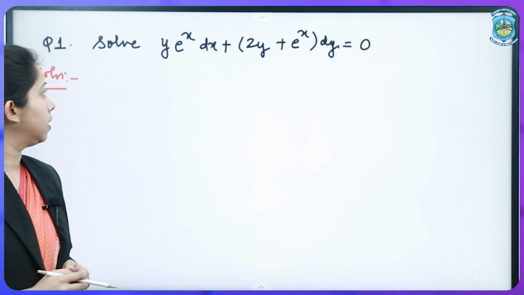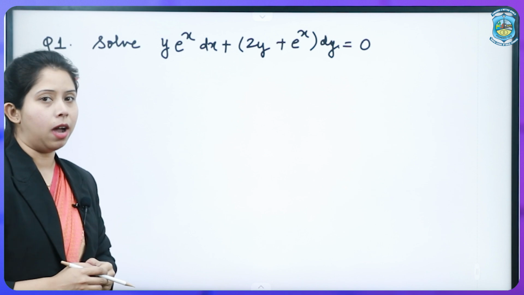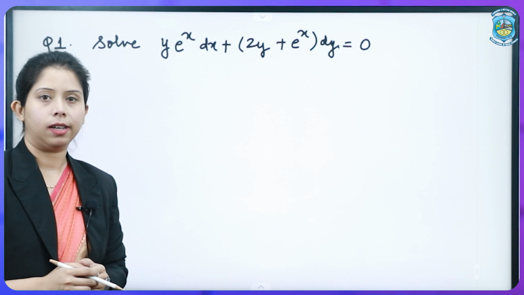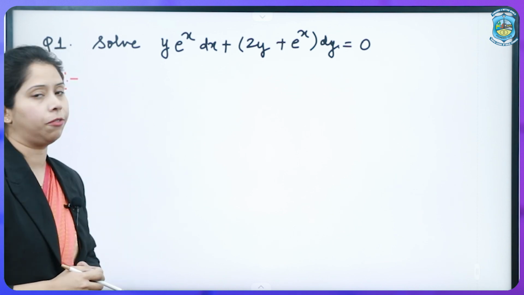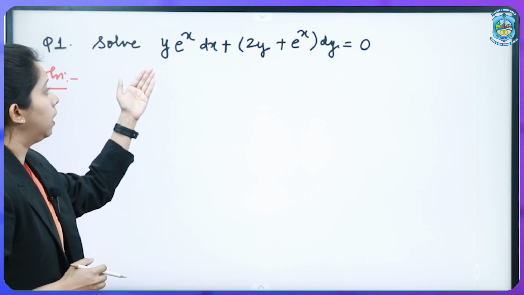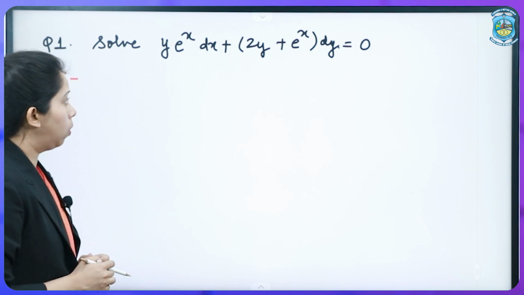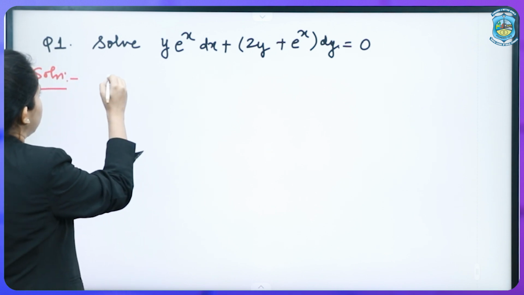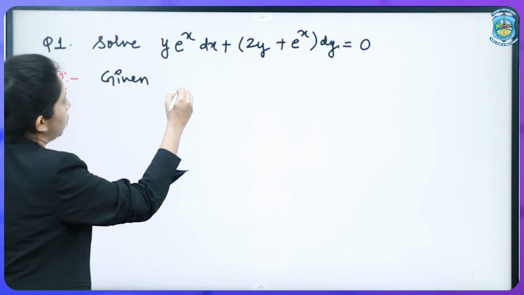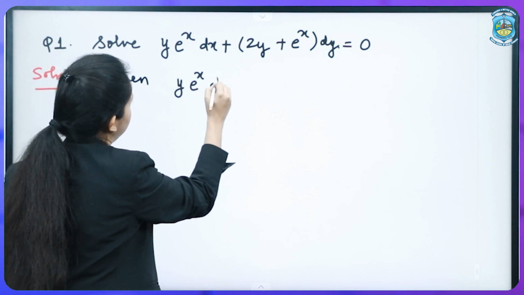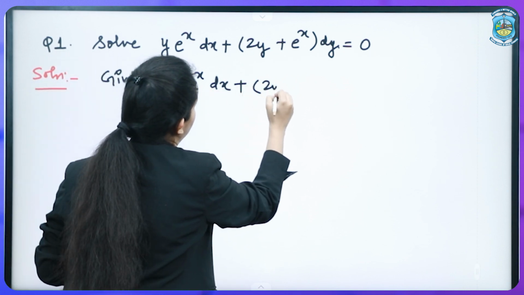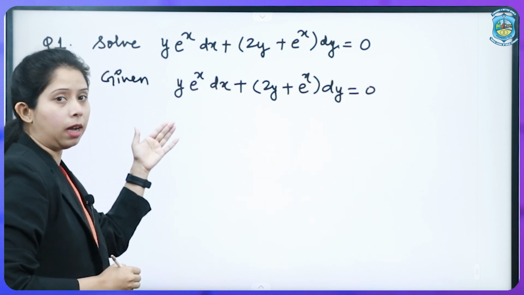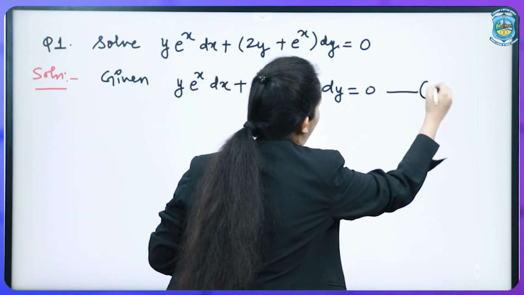So, question number 1 is solve y e raised to the power x dx plus 2y plus e raised to the power x dy is equal to 0. So, this is a first order differential equation. We can see that here the variables cannot be separated. So, we will solve it by the method that we have discussed just now. First step is we will write the given differential equation, that is y e raised to the power x dx plus 2y plus e raised to the power x dy is equal to 0. We will mark this differential equation as 1.